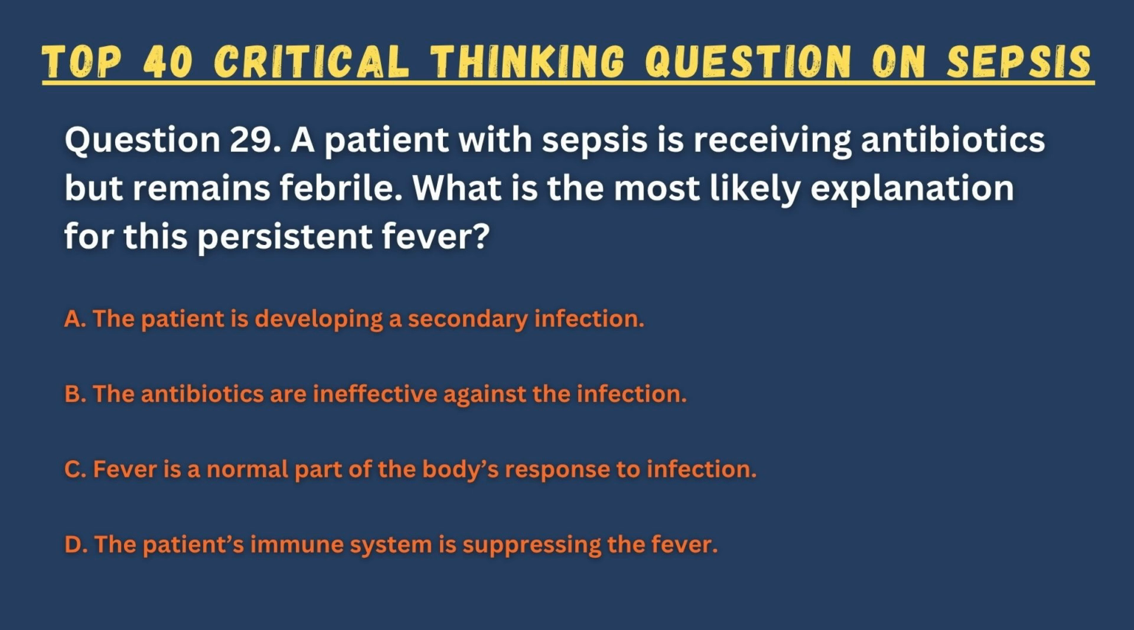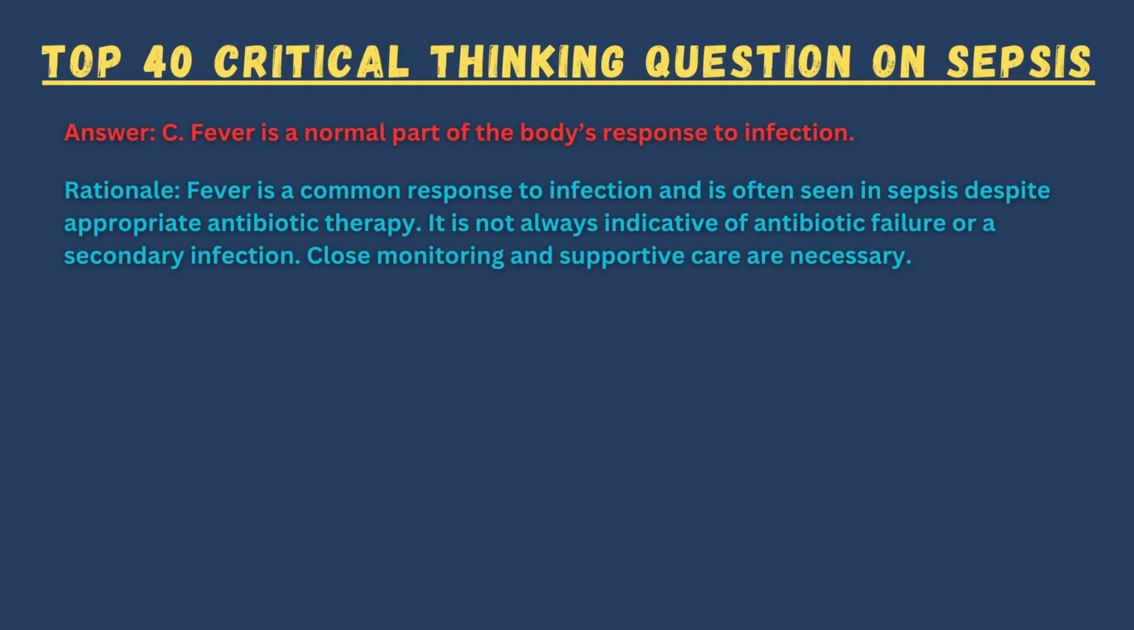Question 29. A patient with sepsis is receiving antibiotics but remains febrile. What is the most likely explanation for this persistent fever? A. The patient is developing a secondary infection. B. The antibiotics are ineffective against the infection. C. Fever is a normal part of the body's response to infection. D. The patient's immune system is suppressing the fever. Answer: C. Fever is a normal part of the body's response to infection.